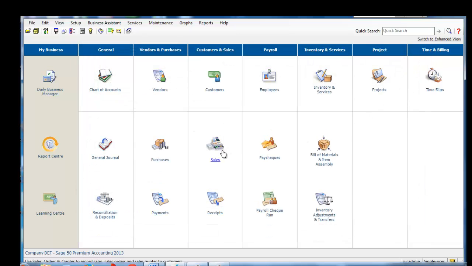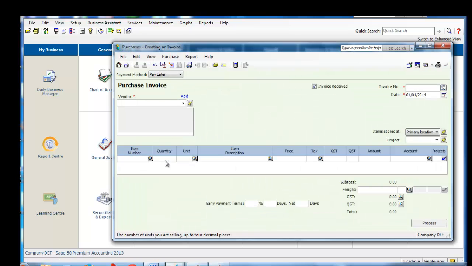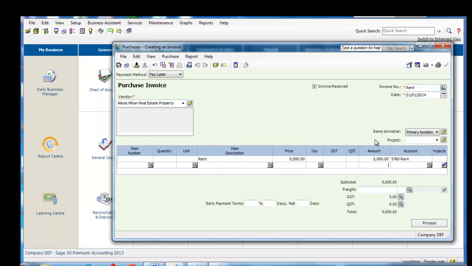If I want to record a payment of rent, I can do that. Very easy. I go to purchases. I'm going to be paying later for my rent. I can do that. Alexis Neon. I will write here rent. How much? Invoice number. Pay $5,000 for rent. Here we go. The amount is $5,000.